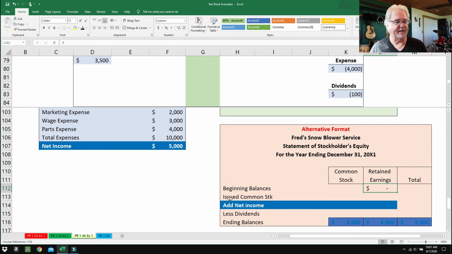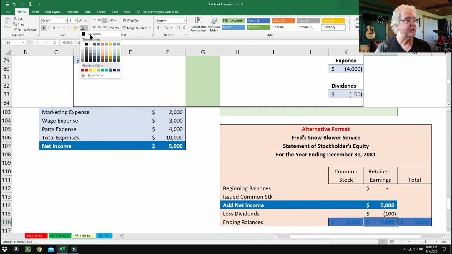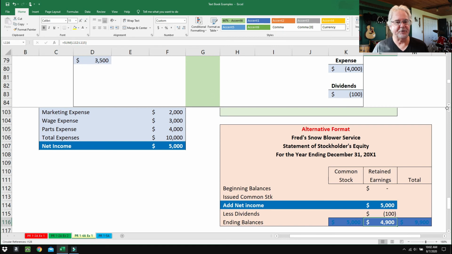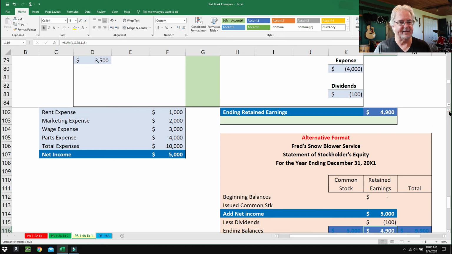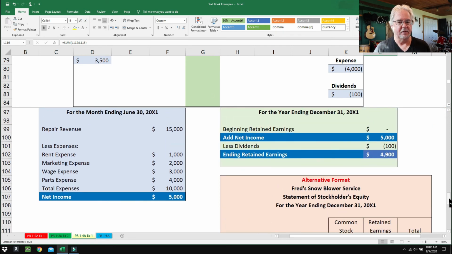And the next line here is issue common stock, but we're going to skip that for a moment. Add net income. Now the net income is right over here. It flows over just like a river. And here's the net income. Minus out the dividends. And if you recall, the dividends were $100. There we go. And so our ending retained earnings balance is going to be 4,900. And you can see it's exactly the same thing as up above here.